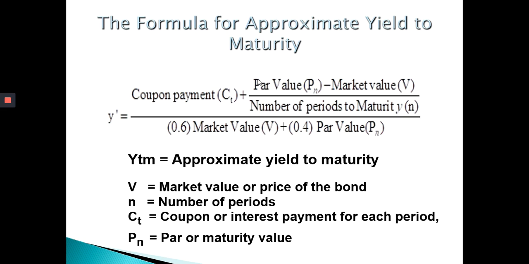Then once you get the whole thing here, divide by 0.6 times the market value, meaning the bond price, plus 0.4 times the par value. So 0.6 and 0.4 are fixed. That's the formula. So you don't change it for different questions. This is fixed. 0.6, 0.4 is fixed. So what do you do? Usually you calculate this portion first, then add this, then divide by the part below here, 0.6 times the market value plus 0.4 times the par value. Then you will get the answer. That's your yield to maturity.